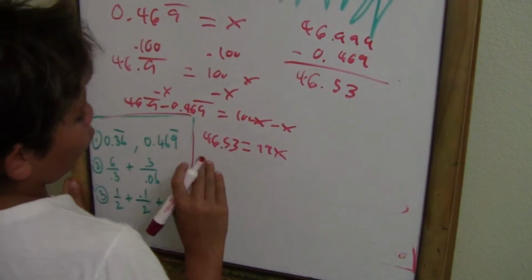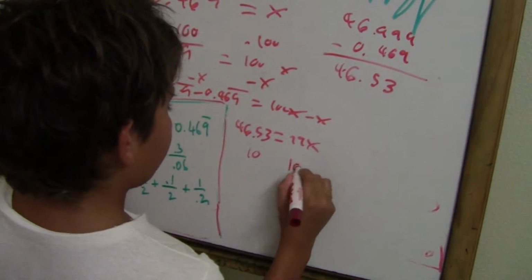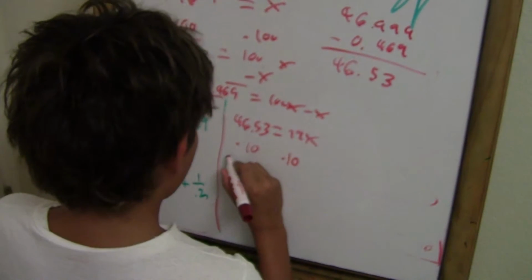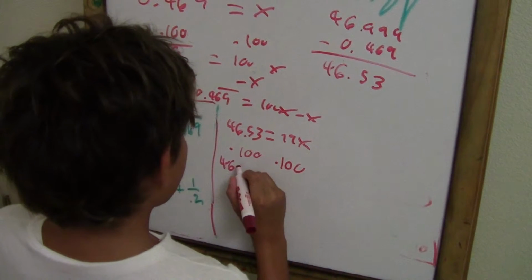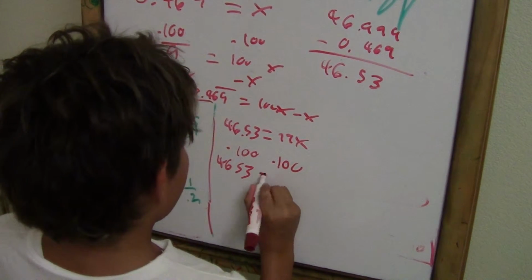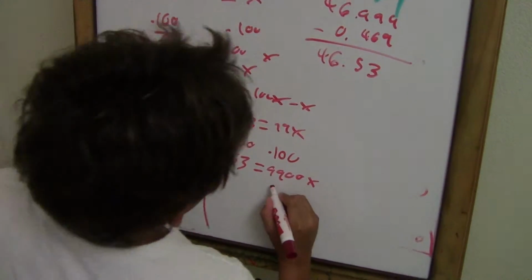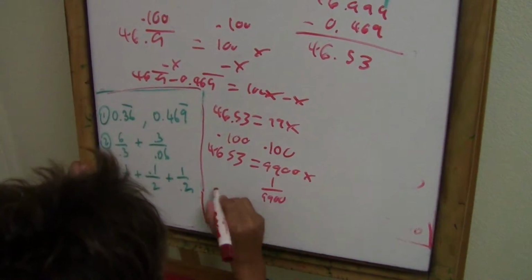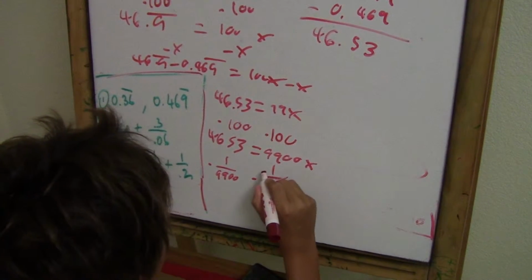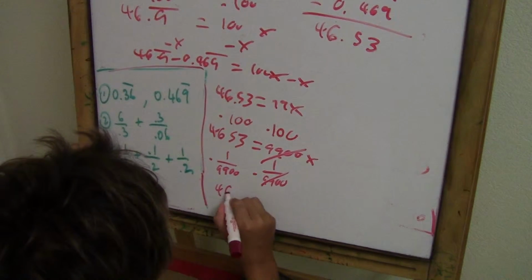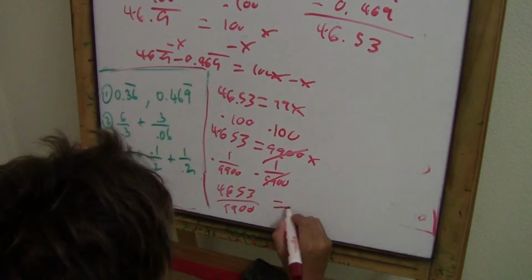There's still a decimal. We don't want a decimal there. So again, we will multiply by 10 on both sides, but luckily we don't have to subtract 46. Oh wait, no, it's 100. Sorry, I brain farted. 9900x. And we use the reciprocal. 4, 6, 5, 3 over 9900 is equal to x.